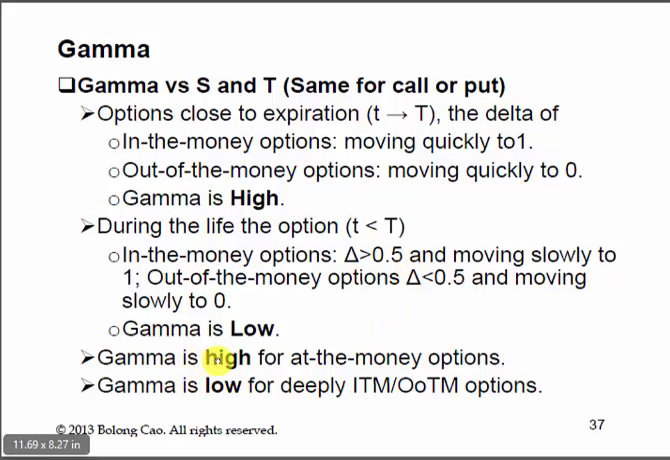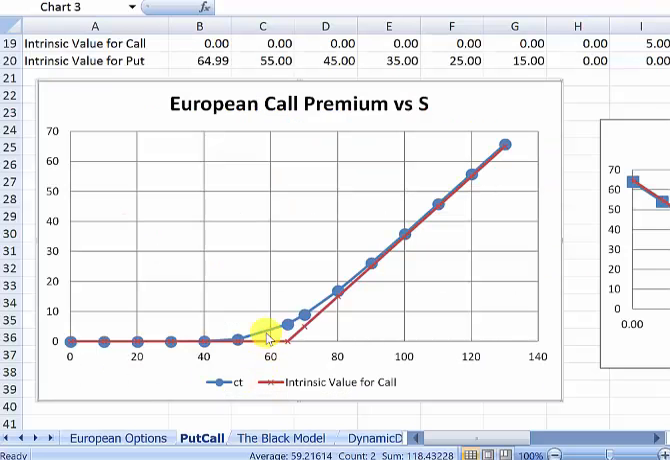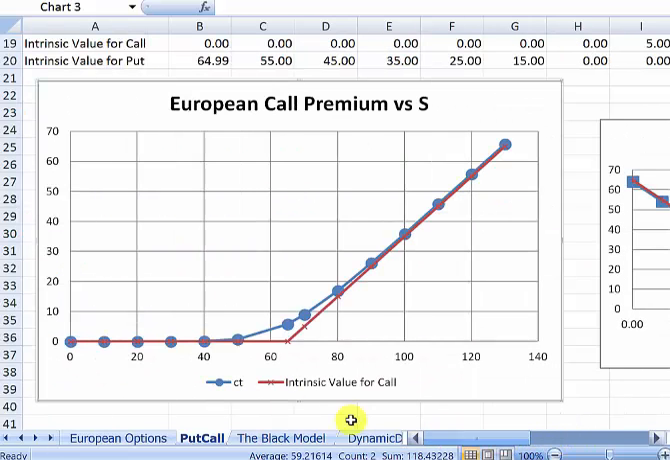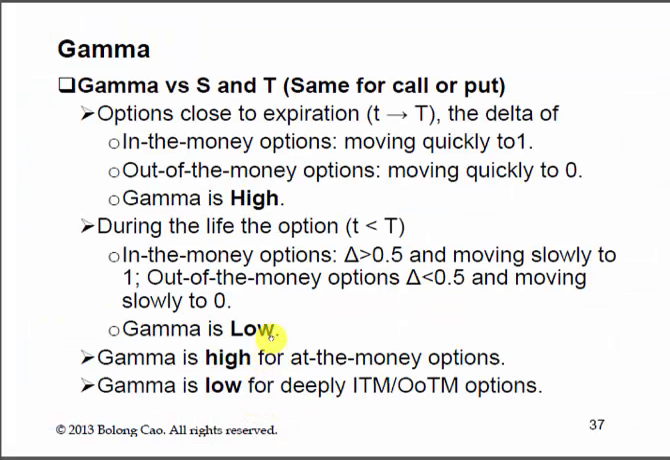And delta will change a lot around the at the money prices, just because it goes from maybe very flat to very steep, or from very steep to very flat. Basically, the slope changes a lot around the kink in the intrinsic value in this picture. If they are in the money or out of the money, you can see it's by and large flat, very close to a straight line. That means the change in delta will be small, and gamma has a low value.